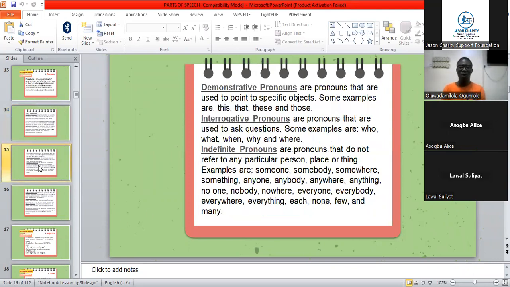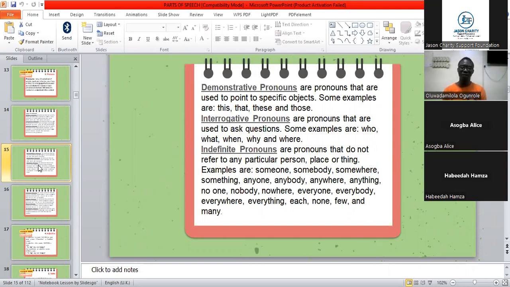Moving on quickly, we're talking about demonstrative pronouns. These are pronouns that are used to point out specific objects. We have this for something that is close to us and that for something that is far away from us. Both this and that are singular, but the plural forms are these and those. So the singular is this, the plural is these. And for that, the singular is that, the plural is those. That is how you use them.